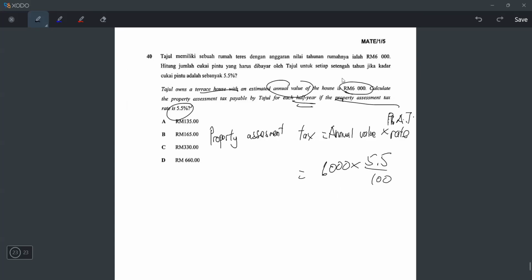But wait, calculate the property assessment tax payable for each half year. So this is annual, means for 1 year. But this one, when you do it, you calculate it's only for 1 year. So let's do it first. 6,000 times 5.5 divided 100, 330. But if you go and bullet C, then you're wrong, because they want half year, so you have to divide by 2. So what is 330 divided 2? 165. Okay, so that's the answer.